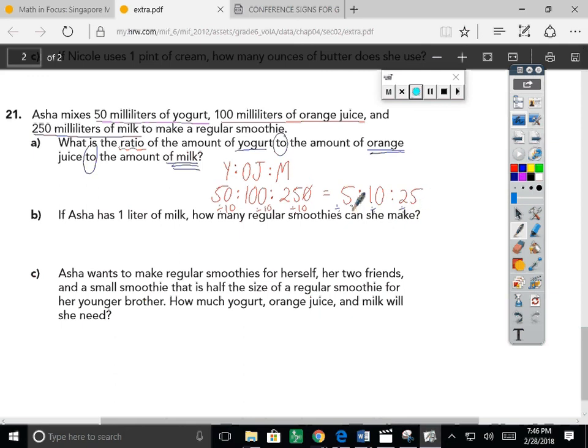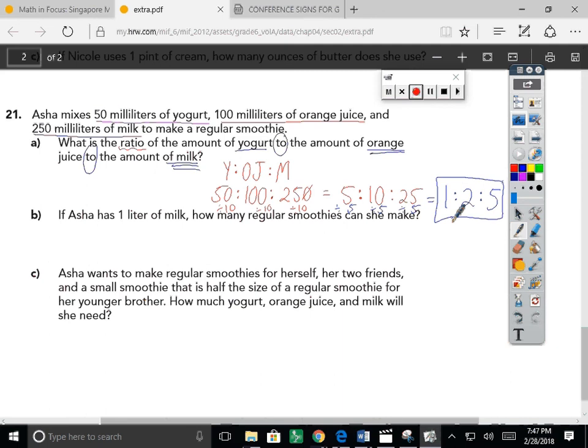Well, what goes into 5, 10, and 25? 5, of course. How many 5s go into 5? Just 1. How many 5s go into 10? Just 2. How many 5s go into 25? 5. 1 is as low as we can go with our ratio or our fraction, so in this case, it looks like we have a simplified form.